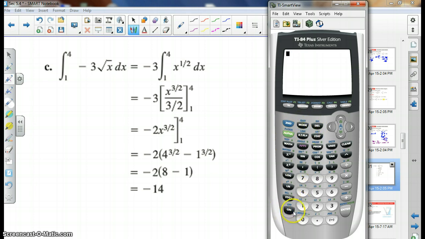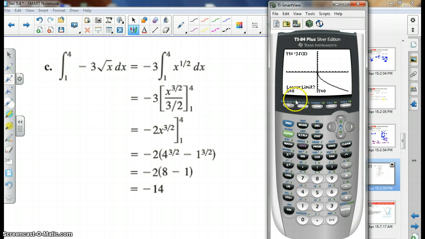If you have your graphing calculators, go to your y equals and type in this function, -3 square roots of x, graph it, zoom 6, you can see that the area surely is below the curve, but let's try to see if we can get our calculator to tell us -14 by calculating the integral, which is number 7. So instead of scrolling down, I can just hit the number 7.